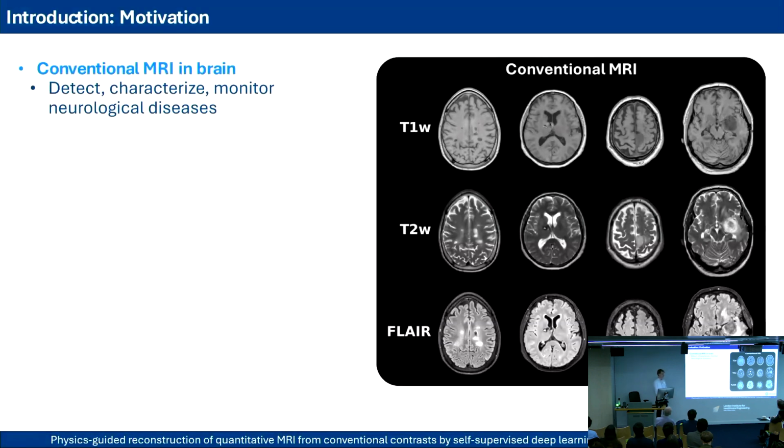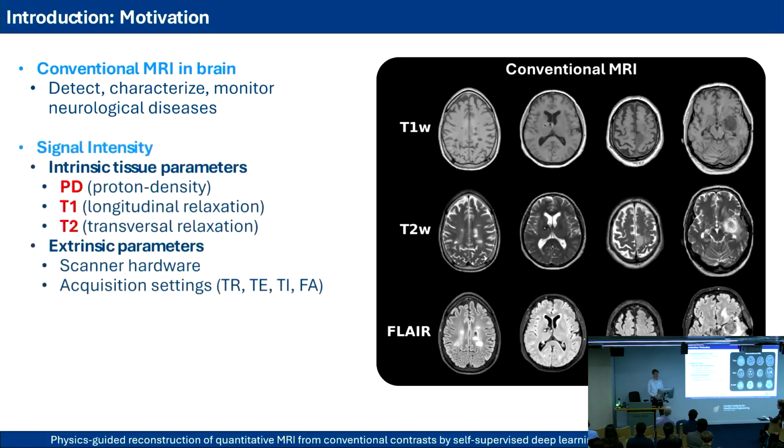Standard clinical MRI protocols typically include T1-weighted, T2-weighted, and FLAIR imaging, and these are called conventional MRI generally, and they're used to detect, characterize, and monitor neurological diseases. The signal intensity of these scans is typically a function of intrinsic tissue parameters, so proton density, T1, the longitudinal relaxation time, and T2, the transversal relaxation time.